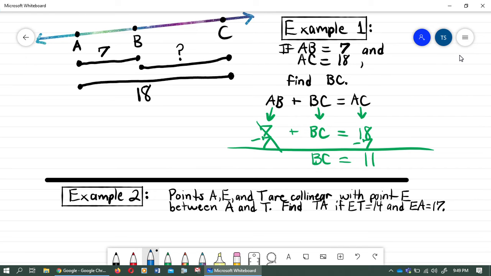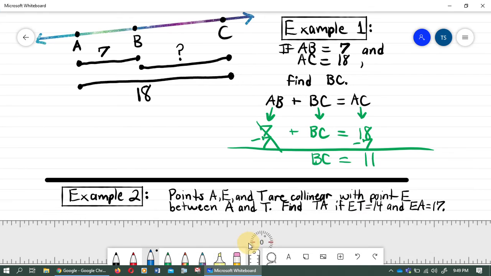You know what? I like straight lines. Y'all just gonna have to see my ruler. It's okay. It's all right.